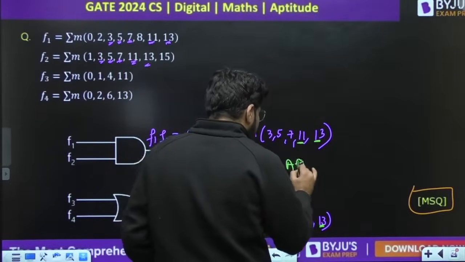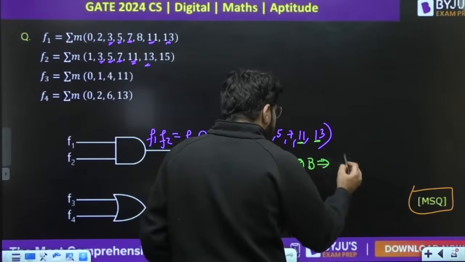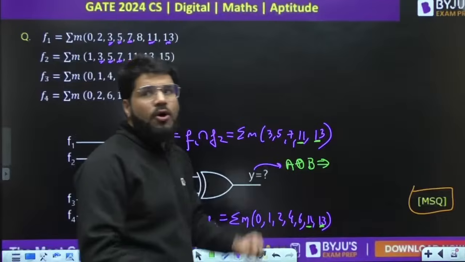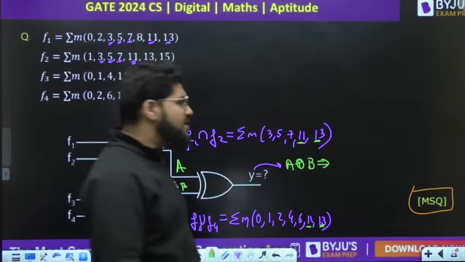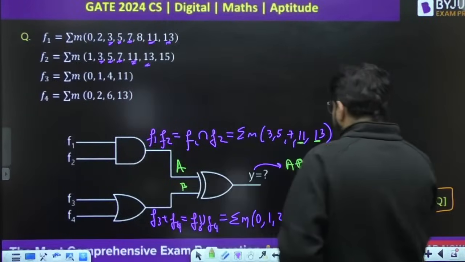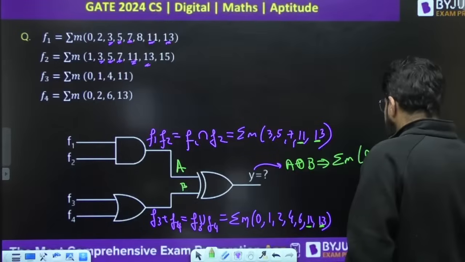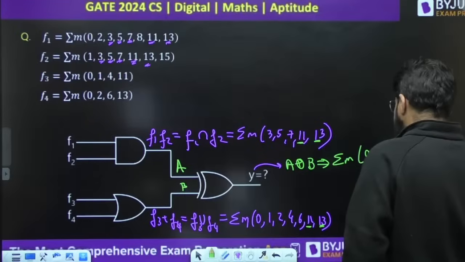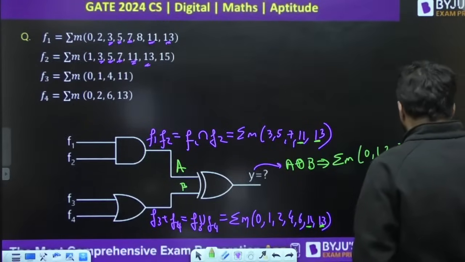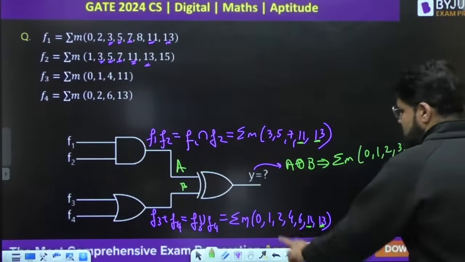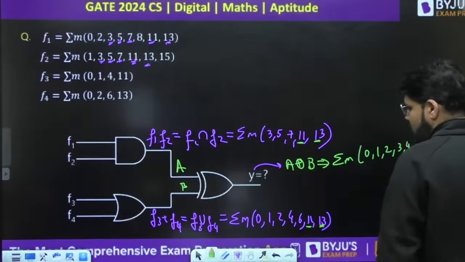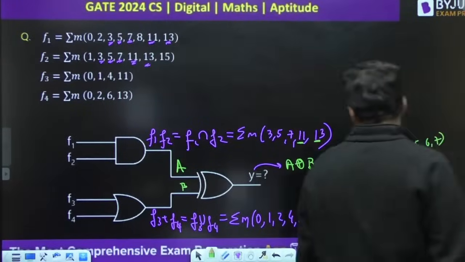So what is a XOR b? It should be the list of a and list of b combined. You can take the union but minus the common. Don't take the common, subtract the common. So summation of what minterms? In increasing order, 0 1 2 3 4 5, and 6 is also there, 7. So 0 1 2 3 4 5 6 7, correct? 5 from here, 3 from here, that is what it is.